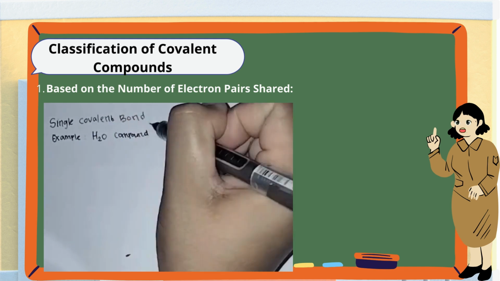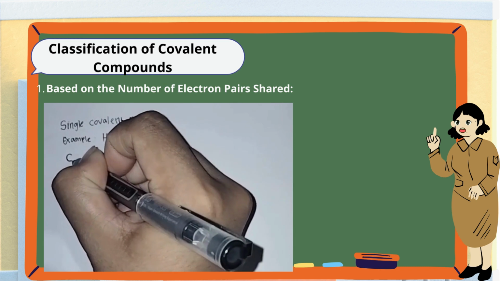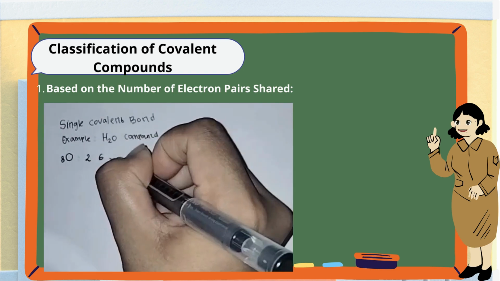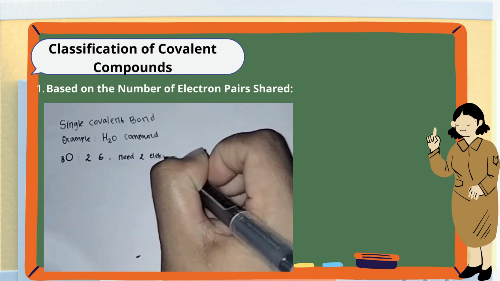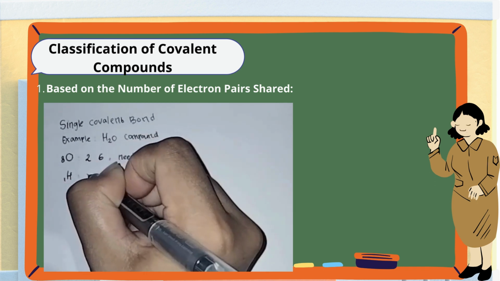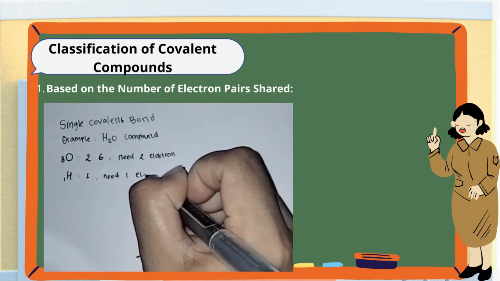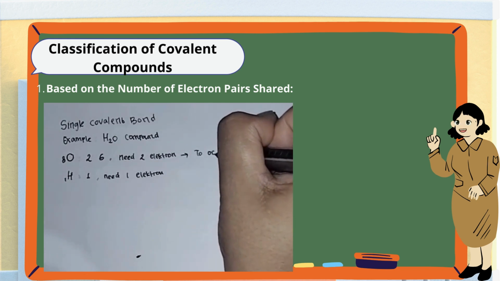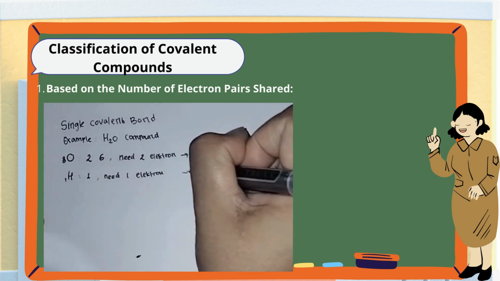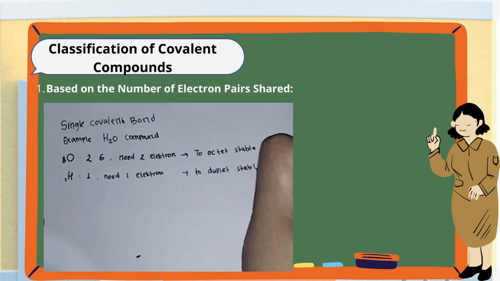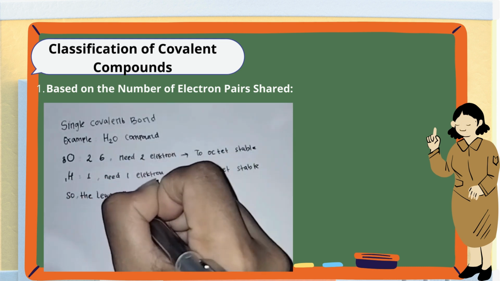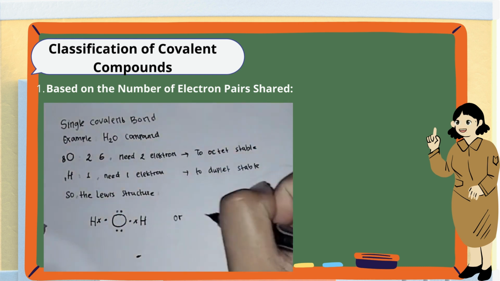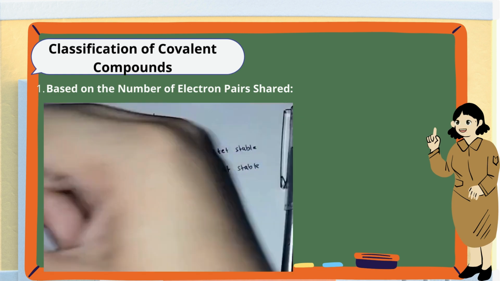The example is the H2O compound, where O has atomic number 8, so the valence electron is 6. So oxygen needs 2 electrons to achieve the stable octet, while hydrogen has atomic number 1 and valence electron 1. So hydrogen needs 1 electron to achieve the stable duplet. So the Lewis structure of H2O and the single covalent bonding we can see in this picture.